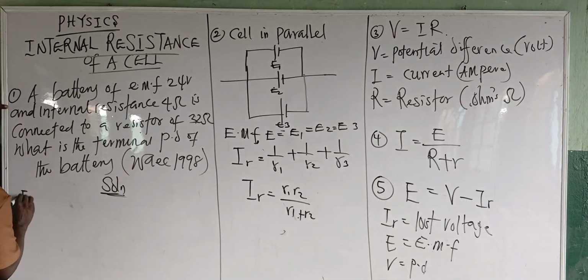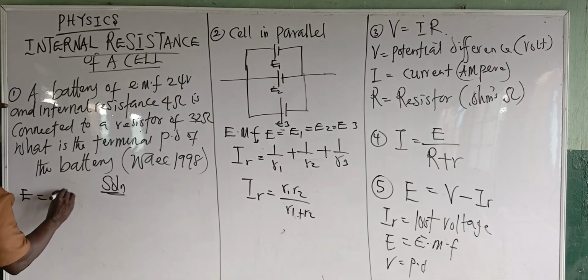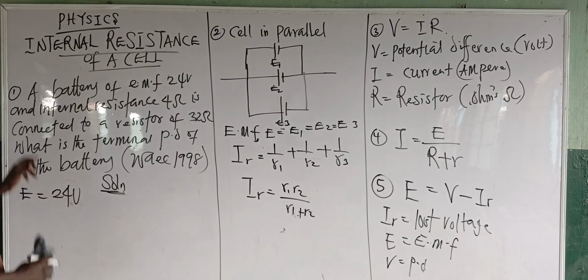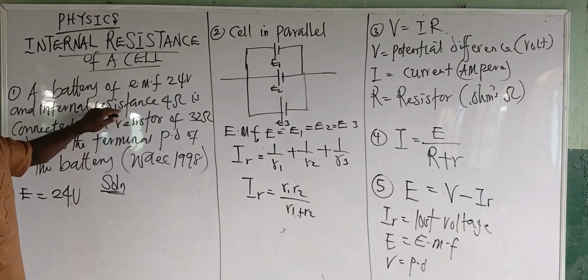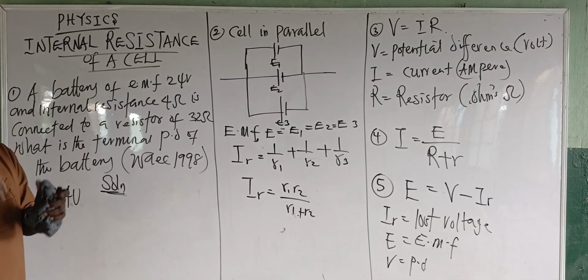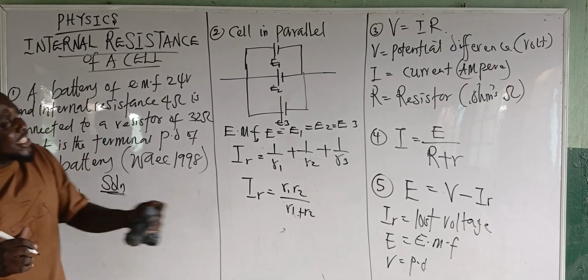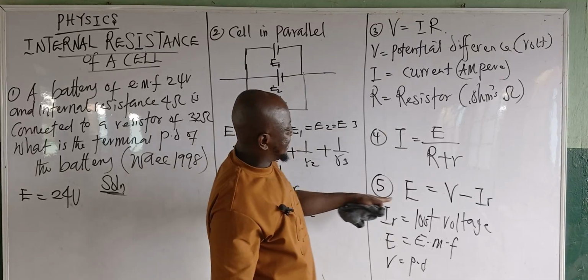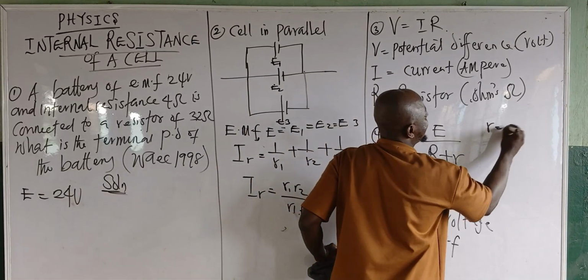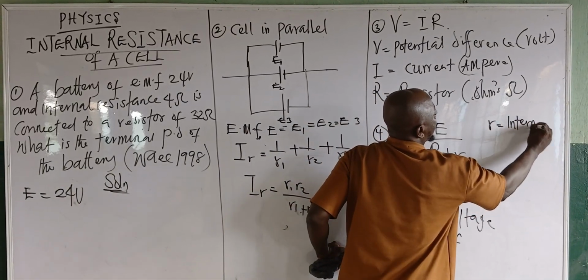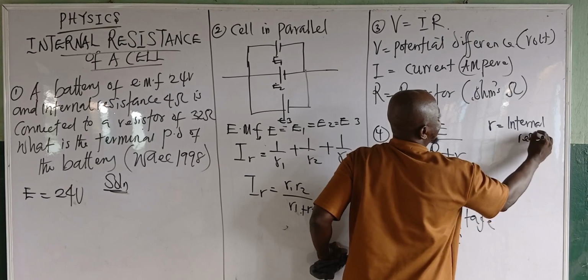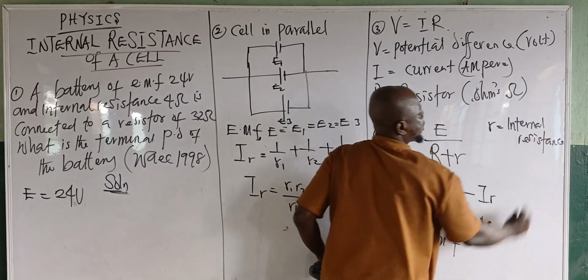We are given our EMF, which is E, to be 24 volts. That's the first thing we are given. It says it has an internal resistance. Please, the word internal means inside, and internal resistance is small r.